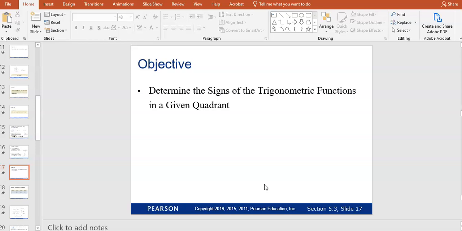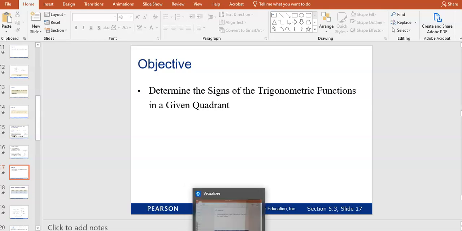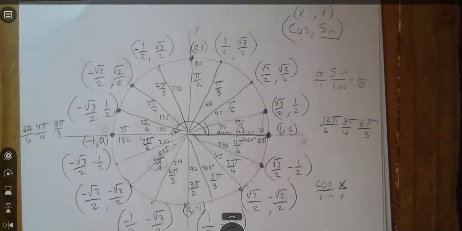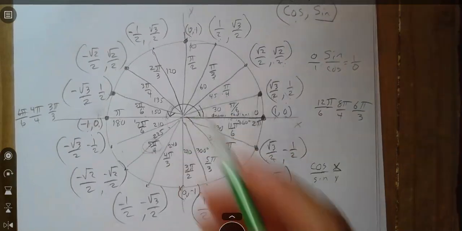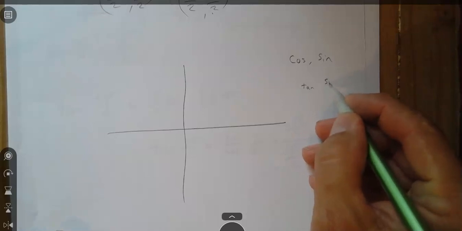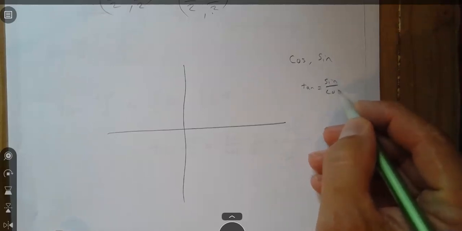Okay, let's determine the signs of the trig functions in a given quadrant. This is pretty easy, but we'll think of trig functions as well. What are the signs of our trig functions in each quadrant? Well, now we can look at our unit circle. Let me bring this down and let's look at this a little separately here. If I think of my xy axis and I think of cosine comma sine, well, tangent is sine over cosine.